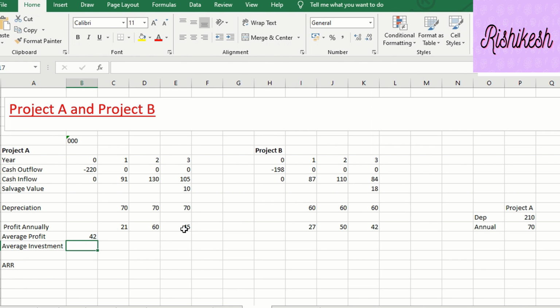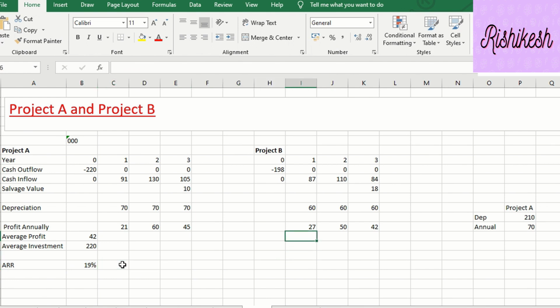right? Average investment will be 220, which is equal to the initial book value plus end book value divided by 2. But we don't have the exact data with us about the book value. So in these cases we use the initial investment as the average investment as well. So in this case we can calculate ARR to be 42 divided by 220, and I can write this as a percentage. So this comes out to be 19%.